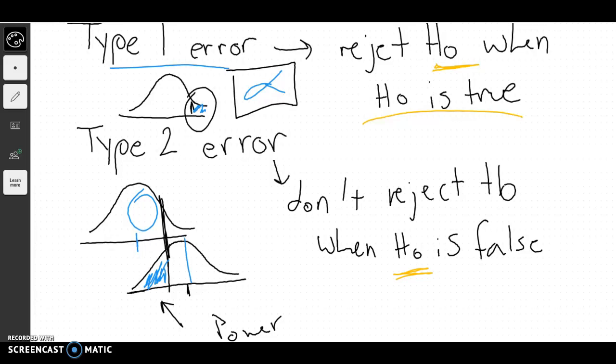The power, which you won't need to calculate today, will just tell you the likelihood of you making a type 2 error. So if the power is like 30%, you would have a 30% chance of making a type 2 error where you would actually not reject the null hypothesis when it is false. And they'll go through and talk about which one's worse in which situations.